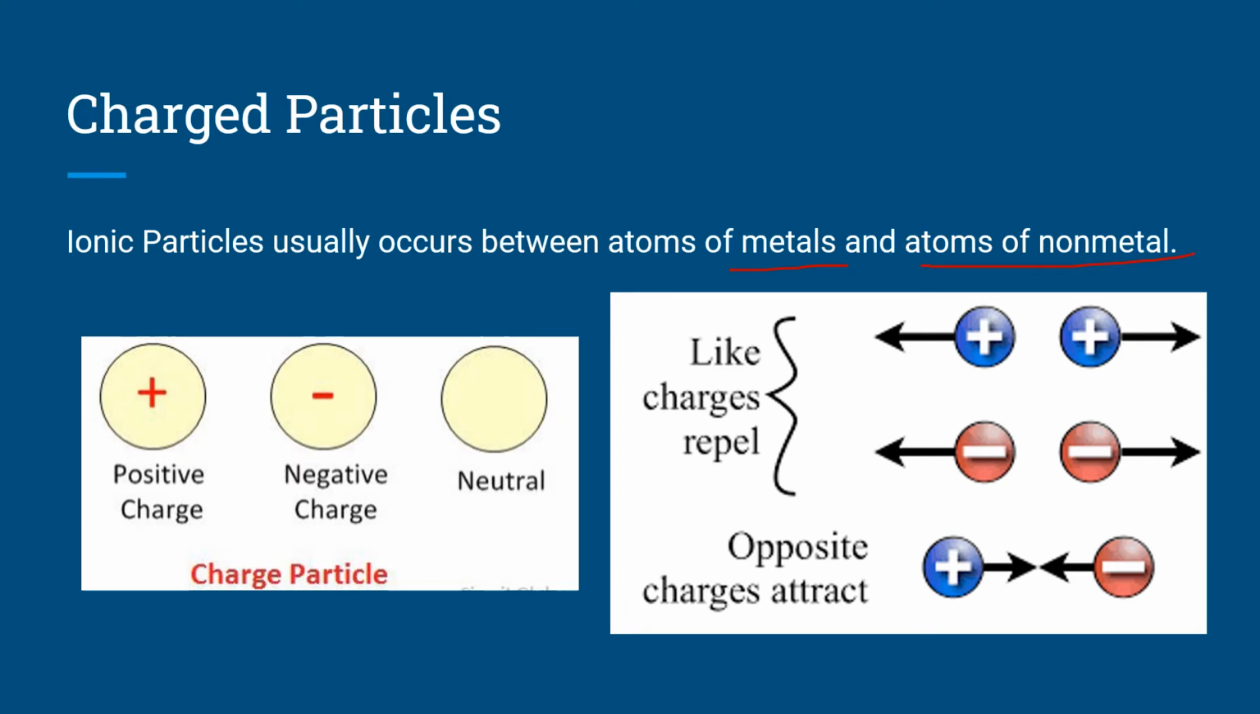So, charged particles. Ionic bonding usually occurs between atoms of metals and atoms of nonmetals. You have to know that there are positive charge, negative charge, and neutral. These are the charged particles. Like charges will repel each other. When we have positive with positive, they will repel. When we have negative with negative, they will repel. But opposite charges attract each other. When we have positive with negative, they will attract each other.